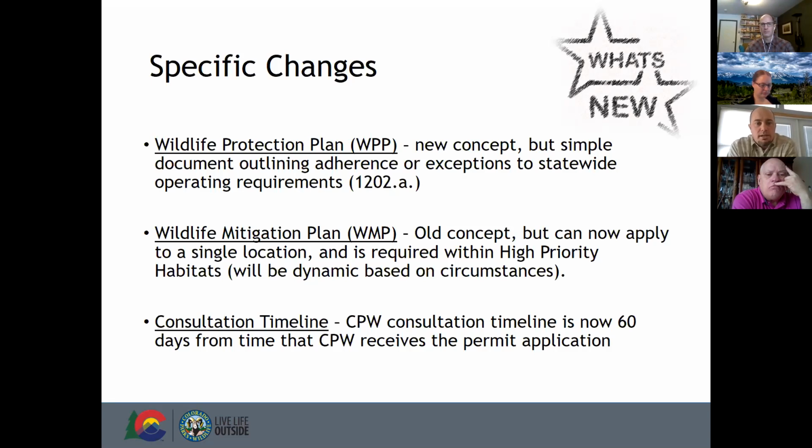So last bullet point here, obviously in the rules, the timeline for the official CPW consultation has changed to 60 days from when CPW receives the permit application. And important to note that CPW receives the permit application after COGCC staff has passed the completeness determination, is when we get the email notification and the clock starts on that 60-day consultation window.